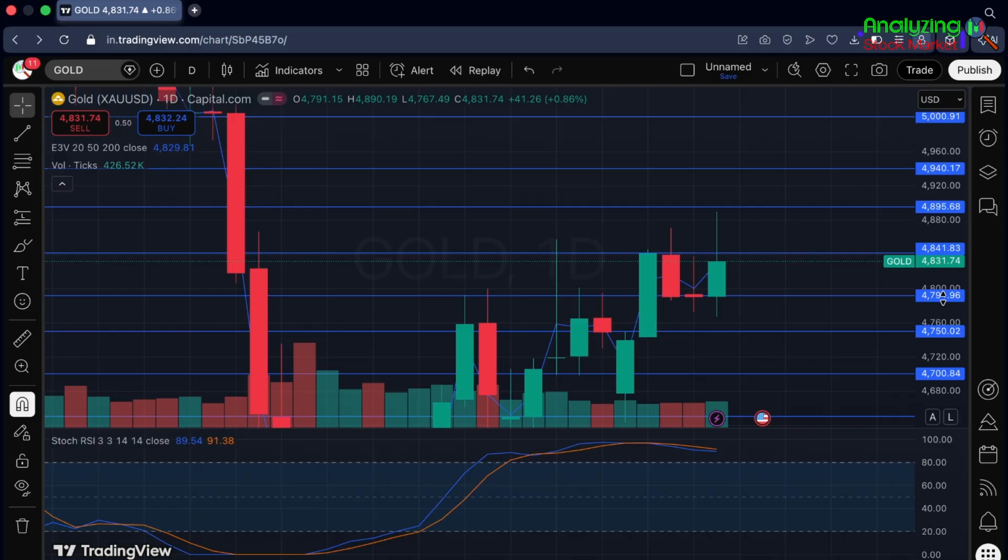Here the direct support is 4791, and the direct resistance is 4841. After the direct support there is a support at 4750 and then 4700. After the direct resistance there is a resistance at 4895 and then 4940. So these are the important support zones and resistance zones which will help you to take better stop loss and target levels for this week. So do mark these levels on your chart as well.